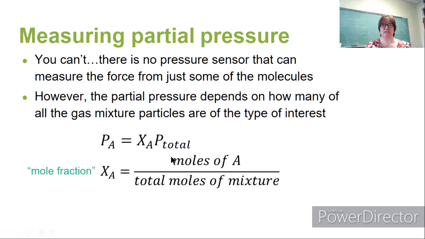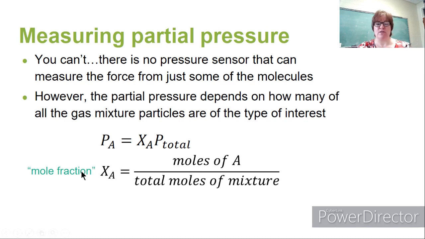So it's really kind of I'm just ratioing up the total pressure into, well, it's this much from A and this much from B based on how many molecules there are of each. Remember that moles is a set of molecules. So really, when I'm measuring the moles over the total moles, I'm really measuring how many molecules of A are there compared to the total number of molecules in the mixture.